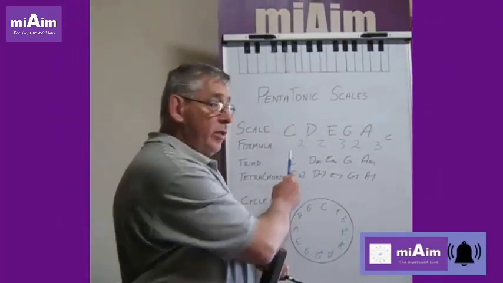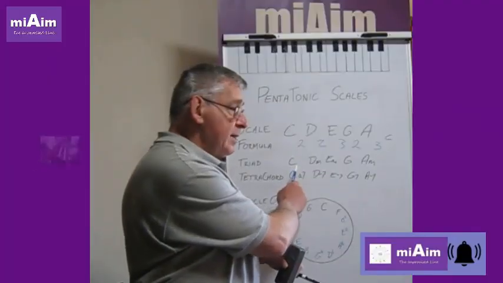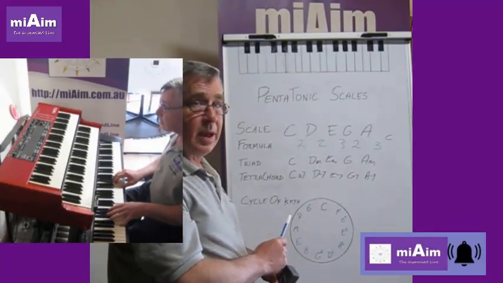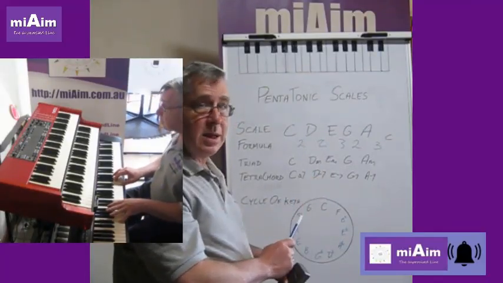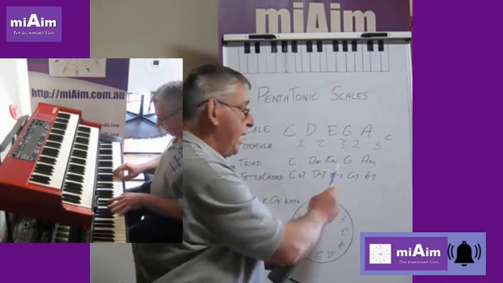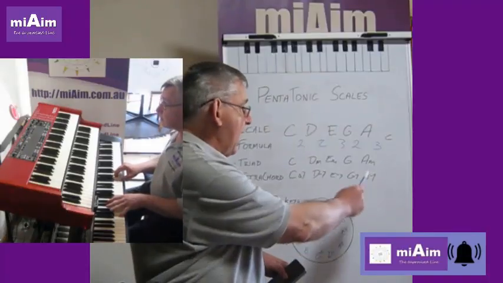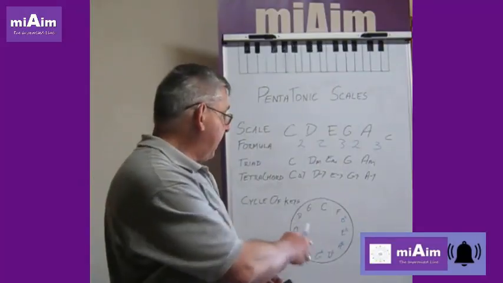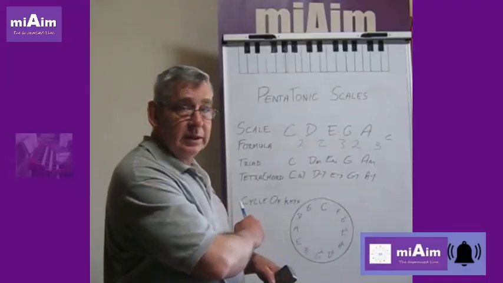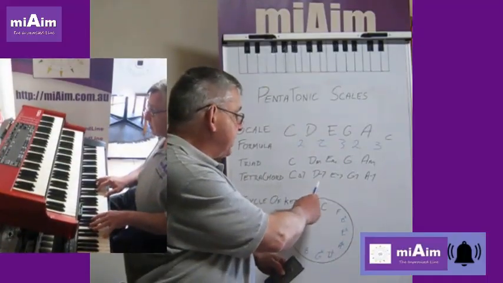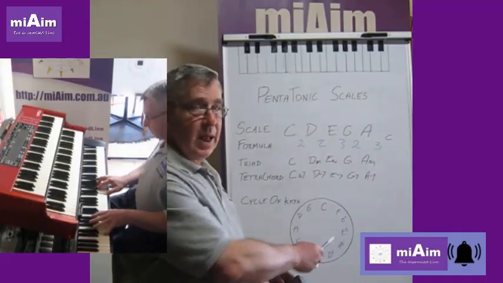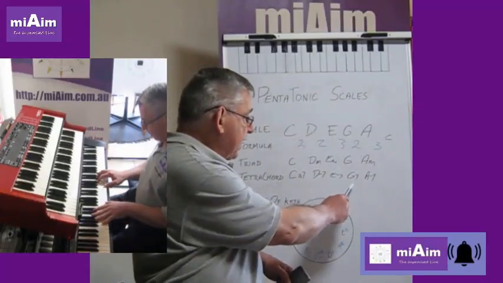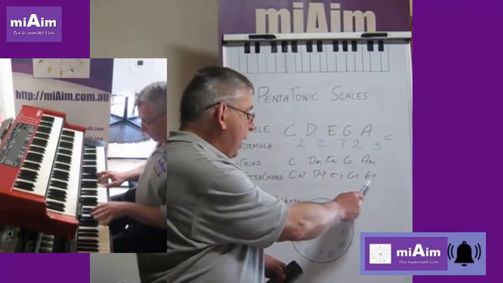Let's go through the chords. The triads will have a C, a D minor, E minor, G and A minor. The TetraChords will be C major 7th, a D minor 7th, E minor 7th, still got the G 7th and the A minor 7th.